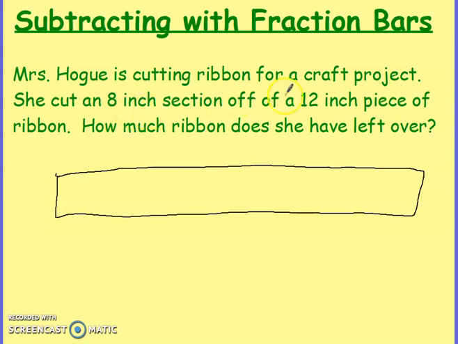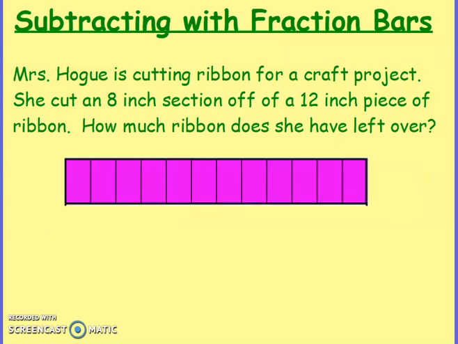Which of these numbers is representing the whole thing? The 8-inch section or the 12-inch piece? The 12-inch piece is the whole thing. She cut the 8-inch piece off of that. So we want to cut this into 12 equal parts. Just do the best you can in cutting it up. Here's a nice pretty one.